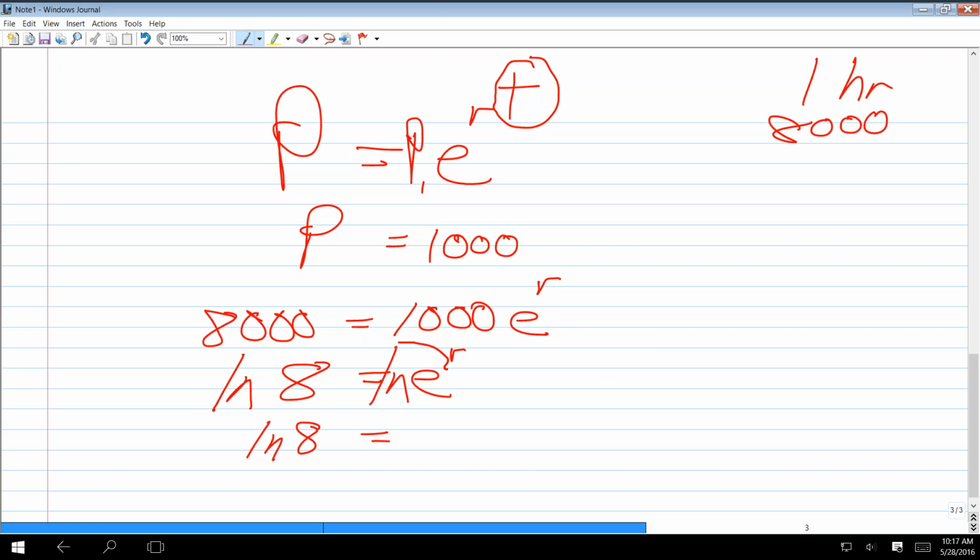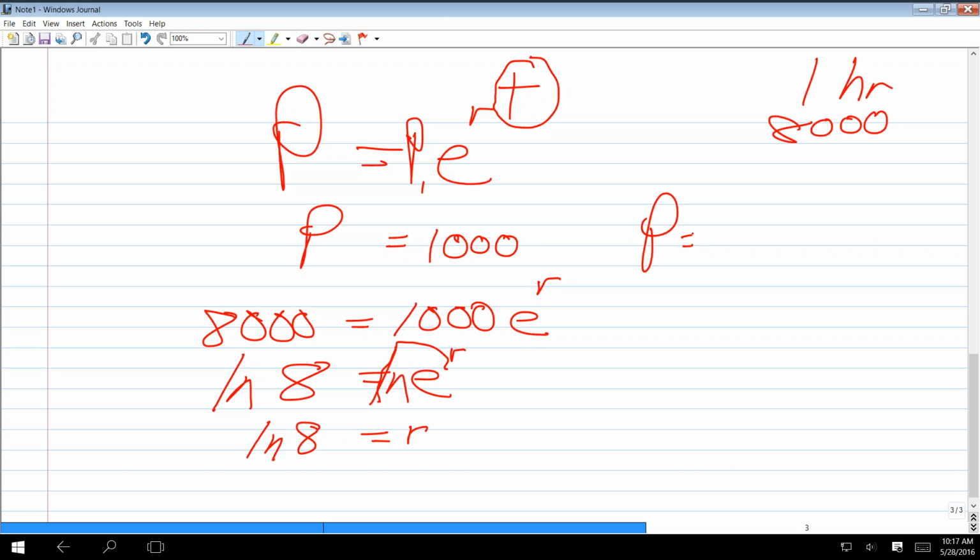Actually, this part of it, let's do it step by step. Yeah, r ln e equals ln 8. And what's ln of e? 1. Right. And that's the beauty of using natural logs when you're dealing with e, this always comes out to be 1. Okay, so r equals the natural log of 8. So now, what is our specific formula for this particular Petri dish?